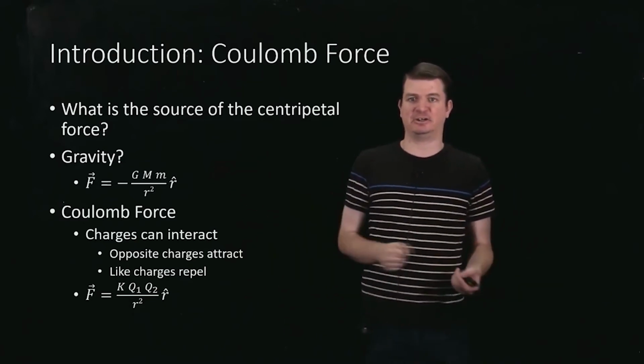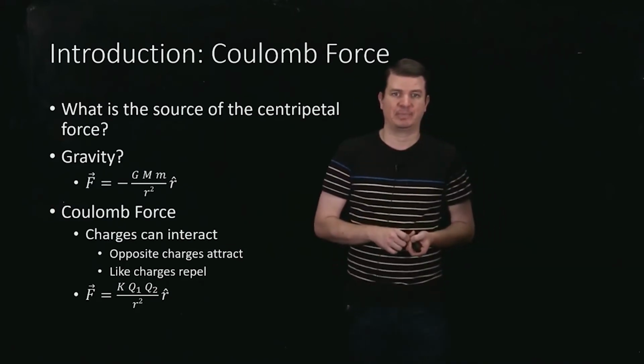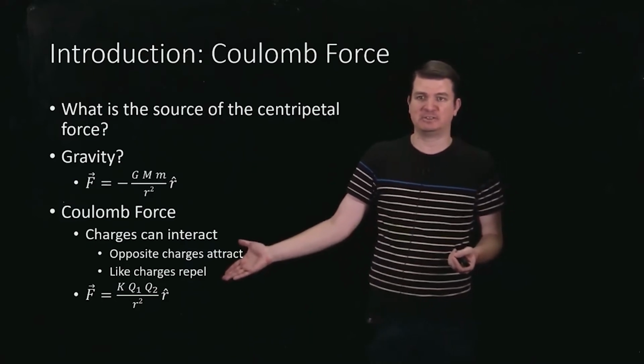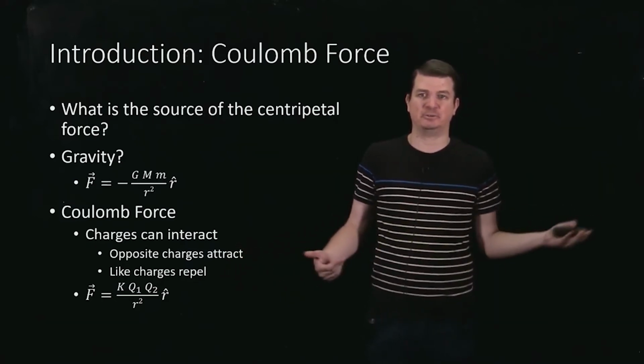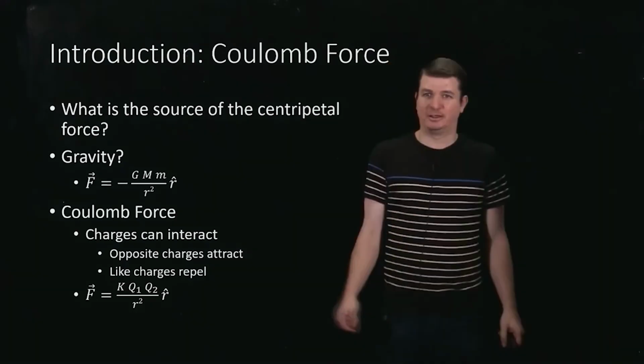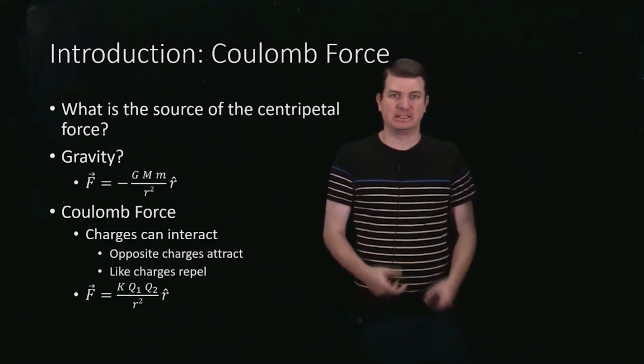Because a negative r hat, just like for gravity, that's pointing towards the center of the circle. And also easy to verify, if I stick in two positive charges, well, those are going to push outward and therefore be repelling like we said they should. All right, so there is our form of the Coulomb force law and of the universal gravitation law.